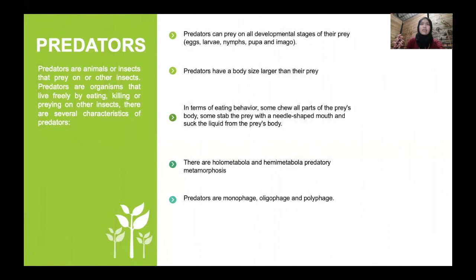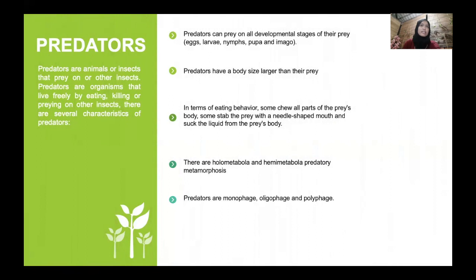Okay, the next is predators. What are predators? Predators are animals or insects that prey on other insects. Predators are organisms that live freely by eating, killing, or preying on other insects. There are several characteristics of predators. The first is that predators can prey on all development stages of their prey: eggs, larvae, nymphs, pupae, and imago. The second is that predators have a body size larger than their prey.